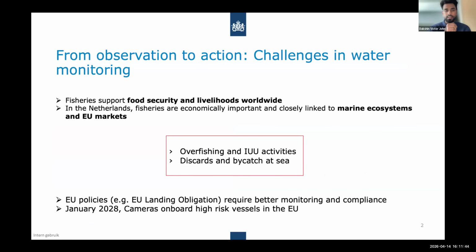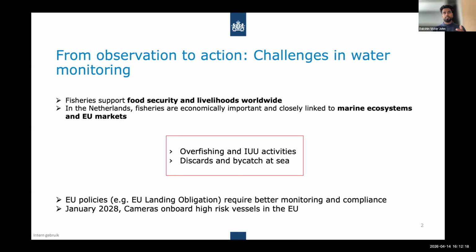So yeah, as I was saying, fisheries, again, is super important all around the world. Again, it is important in terms of food security, livelihood, culture, traditions. In the Netherlands as well, it is super economically important and very closely linked to all of the marine ecosystems as well as the EU market. And a lot of economic drives happen through fisheries. But again, with such a big change in fisheries, it has started pushing towards overfishing and IUU activities as well. So these are some of the problems that the fishing sector is facing.